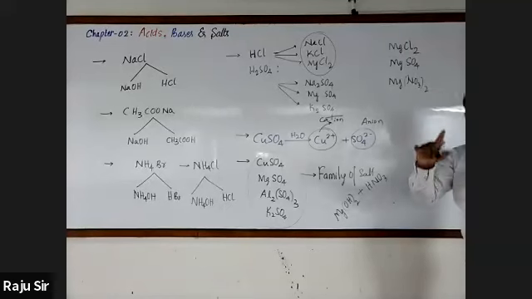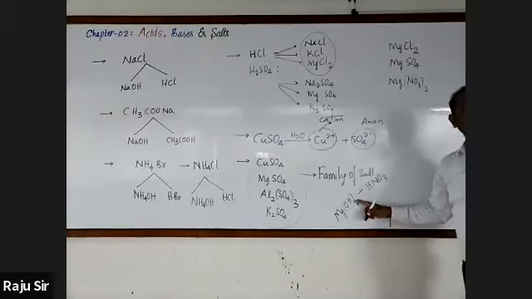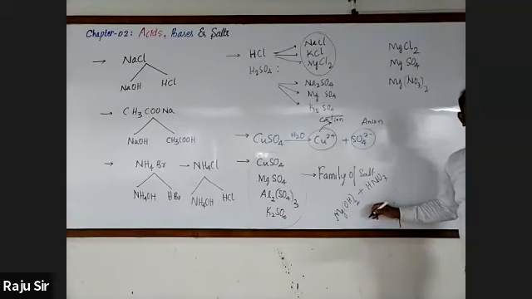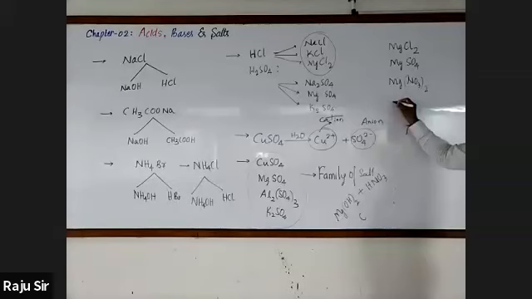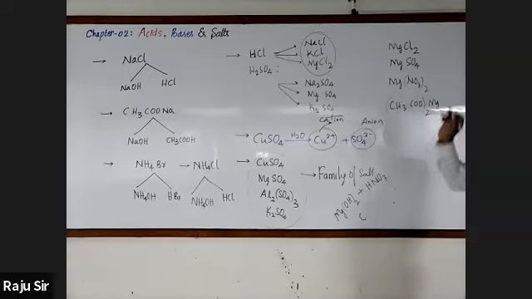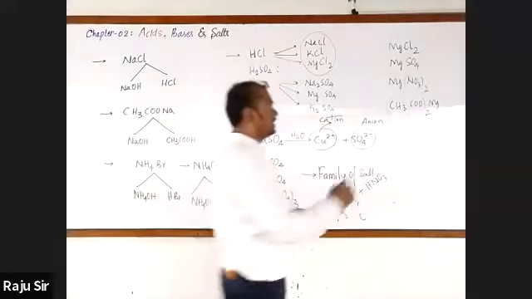The salt which is formed by magnesium hydroxide and acetic acid is magnesium acetate. Chemical formula? (CH3COO)2Mg. Or you can also write it as Mg(CH3COO)2.